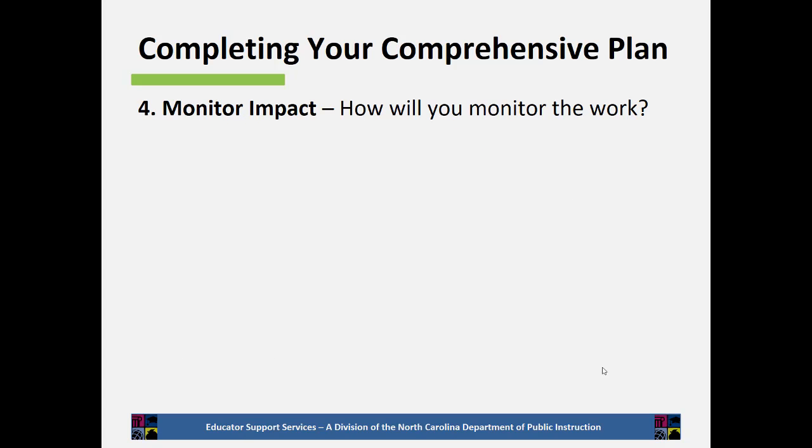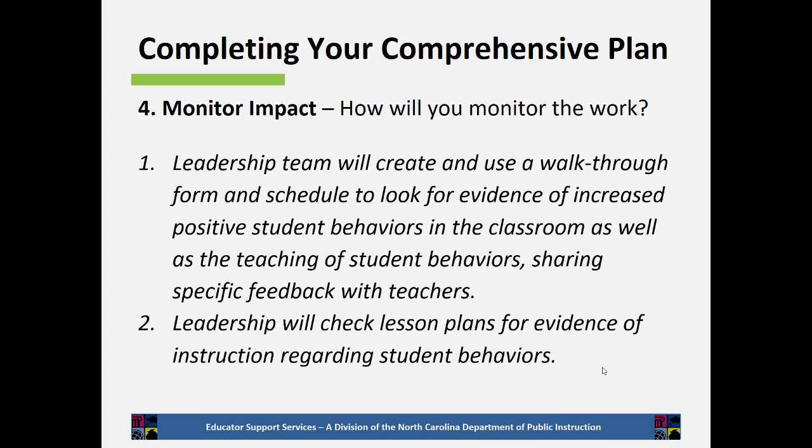How do we know this is working? How do we know that we're actually getting to where we need to go? In this case, I actually have 2 action steps, and you can have more than 1 action step for each of these pieces. The first one is we want leadership to create and use a walkthrough form with a schedule and share the specific feedback with teachers. We also want leadership to check lesson plans for evidence of instruction. I could actually add a 3rd action step around reviewing PLC or grade level meeting minutes to see if they've actually had conversations around those behaviors.